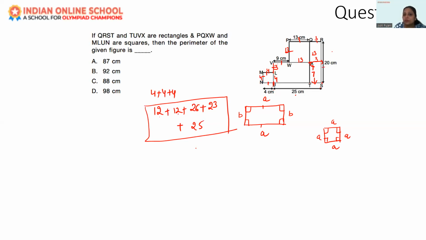12, 12 is 24. Okay. Then 26, that will become 50. And 50 and then 23, that will become 73. And that's 25, that will become 98. So the answer is 98 centimeter. Please don't miss any side. Beta, that's why I'm asking you to calculate the boundary first. If you will not calculate the boundary first, you will miss something. Definitely you will miss something. Okay, let's go to the next question now.